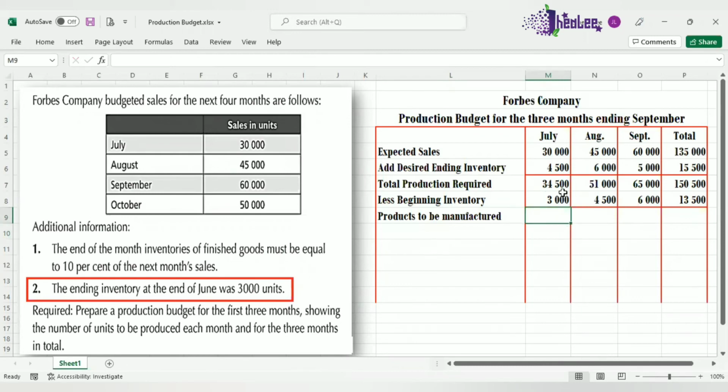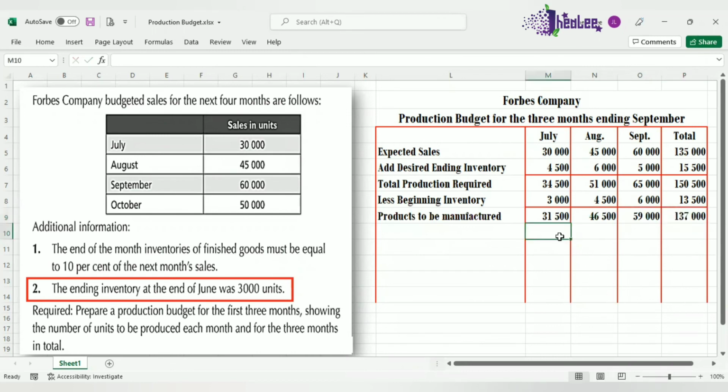And here we go with our calculation. Total production required, less beginning inventory for July, leaves us with 31,500. For August, it is 51,000 minus 4,500, and that gives us $46,500. For September, that is 65,000 minus 6,000, that is 59,000 as the products to be manufactured for September.